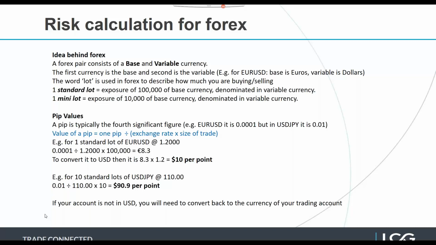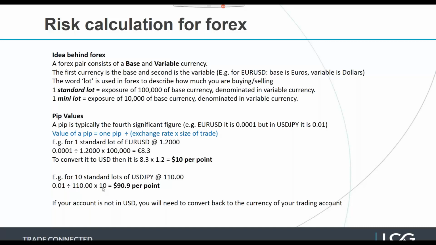Now for dollar yen, same exact thing again. Say we're using 10 standard lots this time. So last time it was just 1. Say we're doing 10. I think I've slightly miswritten it actually, but 100,000 being 1 lot, 10 lots is actually 1 million. So you're doing 0.01 times 1 million, divided by 110, which is the exchange rate, and I'm sorry, I should have written 1 million here, but I just wrote 10 for 10 lots.